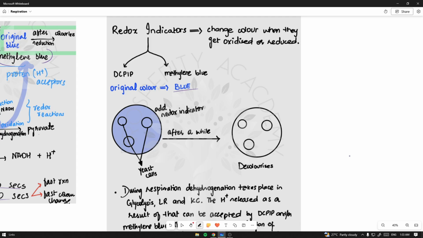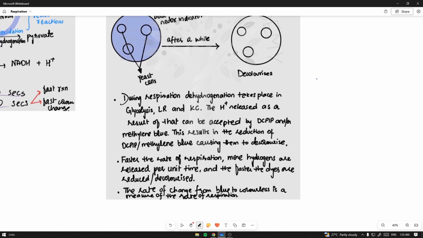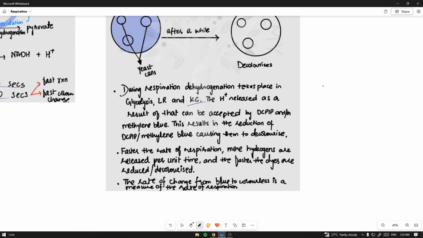Add the redox indicator to the yeast cells. They decolorize. During respiration, dehydrogenation takes place in glycolysis, the link reaction, and the Krebs cycle. The H plus released as a result of that can be accepted by DCPIP or methylene blue. This results in the reduction of DCPIP or methylene blue, causing them to decolorize. The faster the rate of respiration, the more hydrogens are released per unit time, and the faster the dyes are reduced and decolorized. The rate of change from blue to colorless is a measure of the rate of respiration.